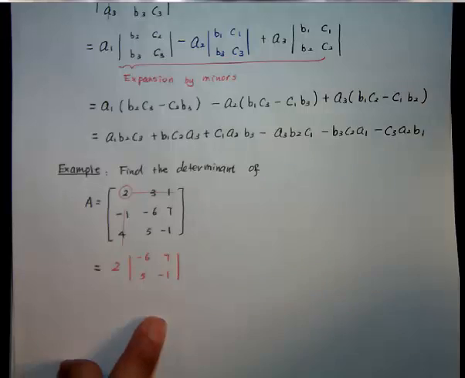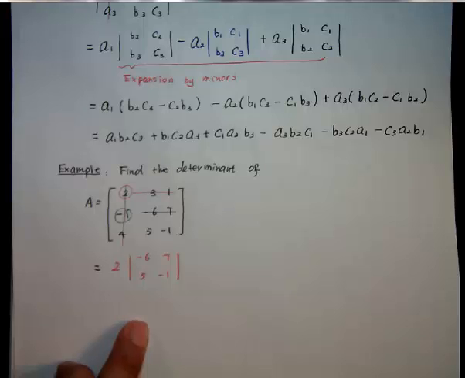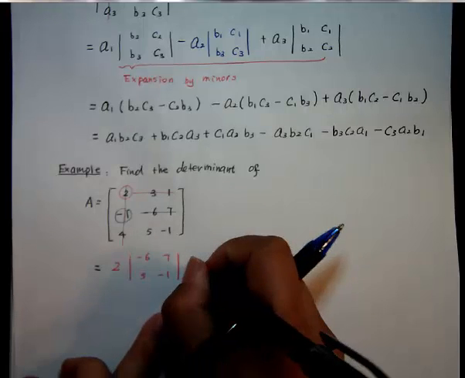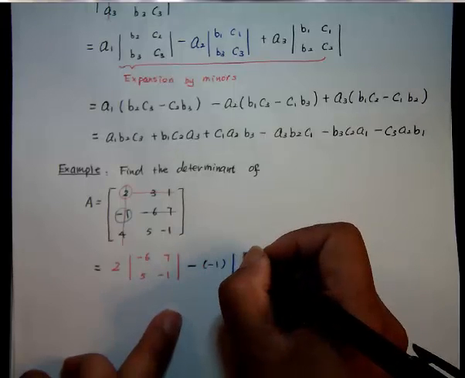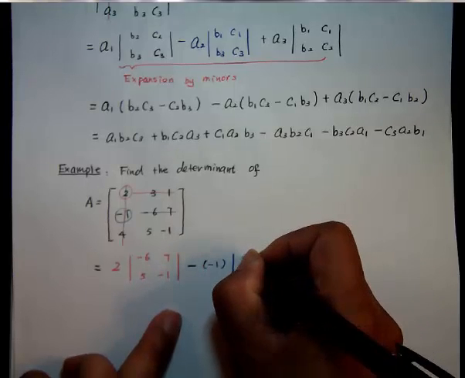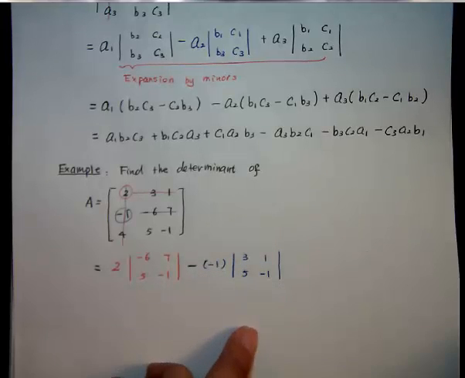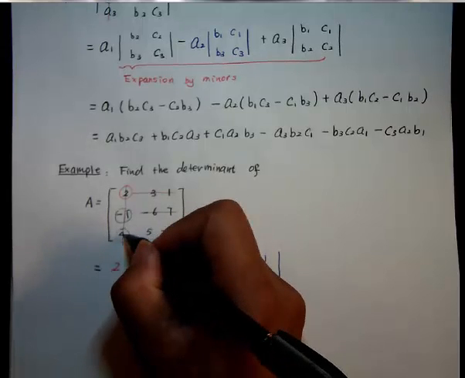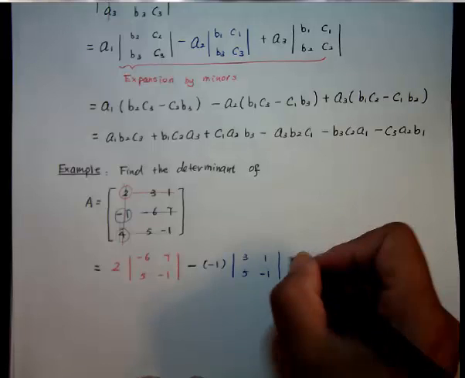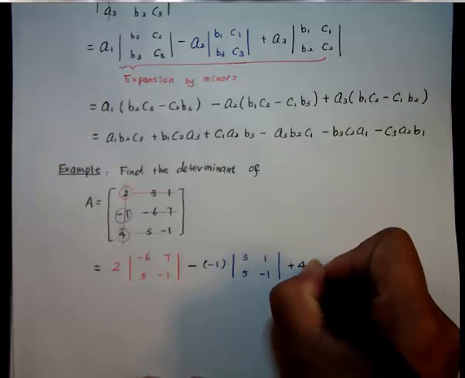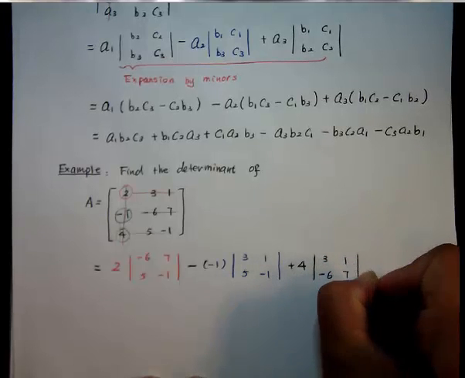Okay, so the next one is negative 1. And take away the corresponding row and column. So minus negative 1 times the determinant of 3, 1, 5, negative 1. And the last element is this one. Take away the corresponding row and column. That will be plus 4 times the determinant of 3, 1, negative 6, 7.